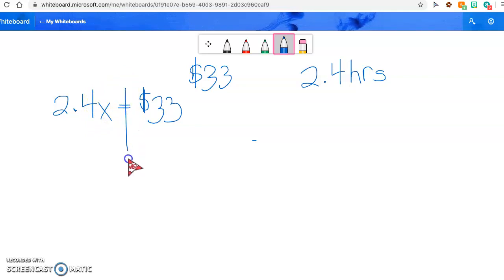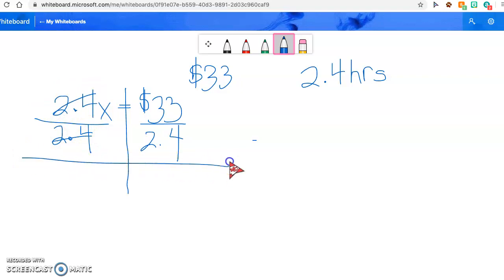So I'm going to draw my line through the middle of the equation, or equal sign, so I remember to do the same thing on both sides, and I'm going to divide both sides of the equation by 2.4 and 2.4. Now, on this left side, our 2.4's cancel each other out, which means that we just need to bring the x down, because x is going to equal whatever is on the right side of our equation. And now you need to take $33 and divide it by 2.4.